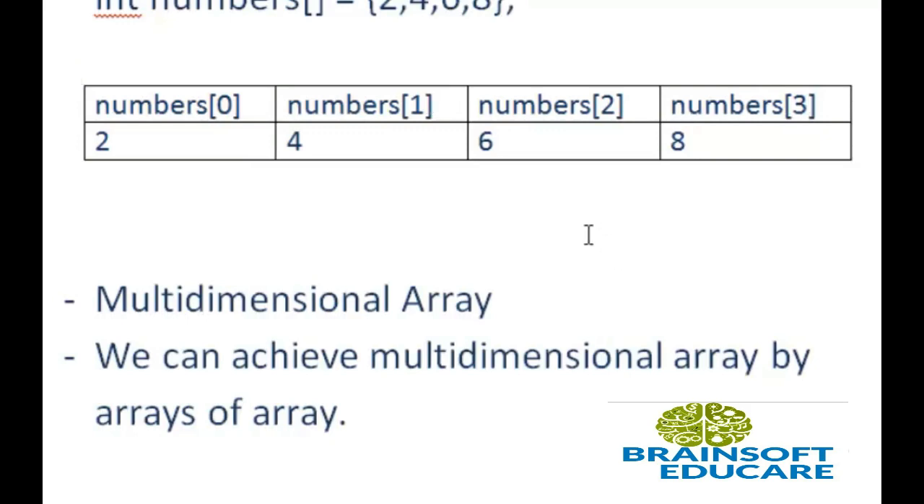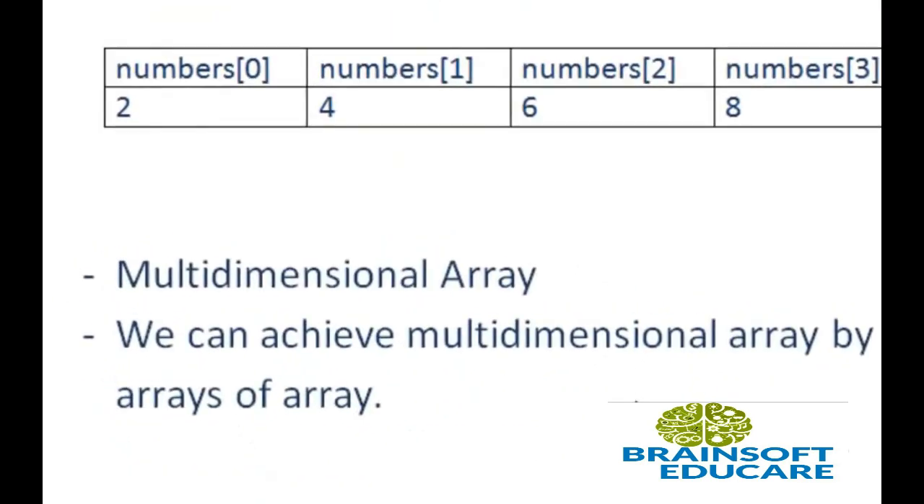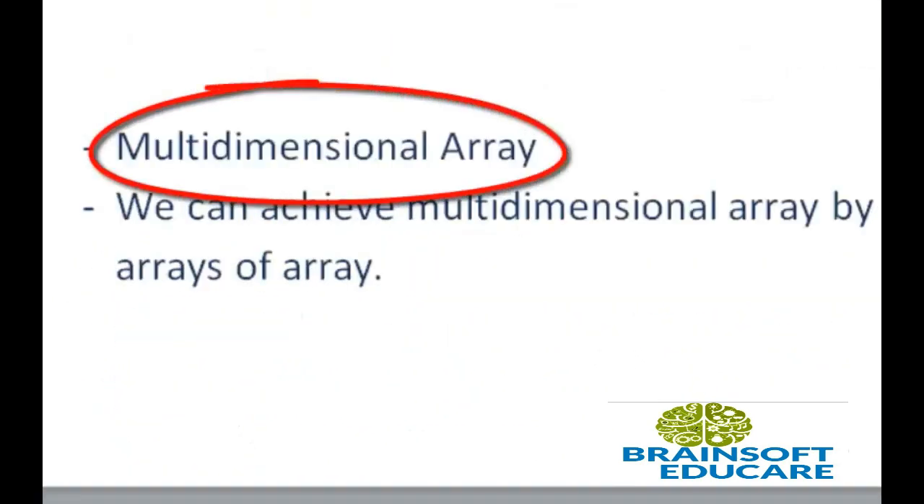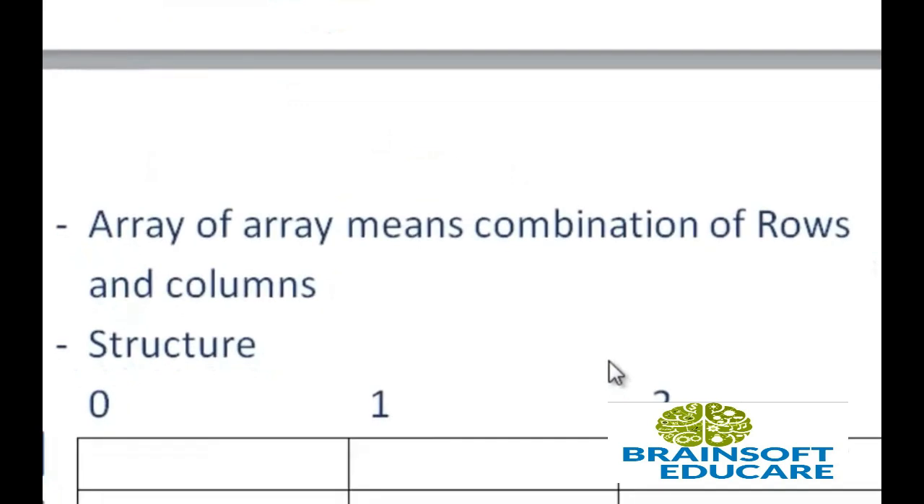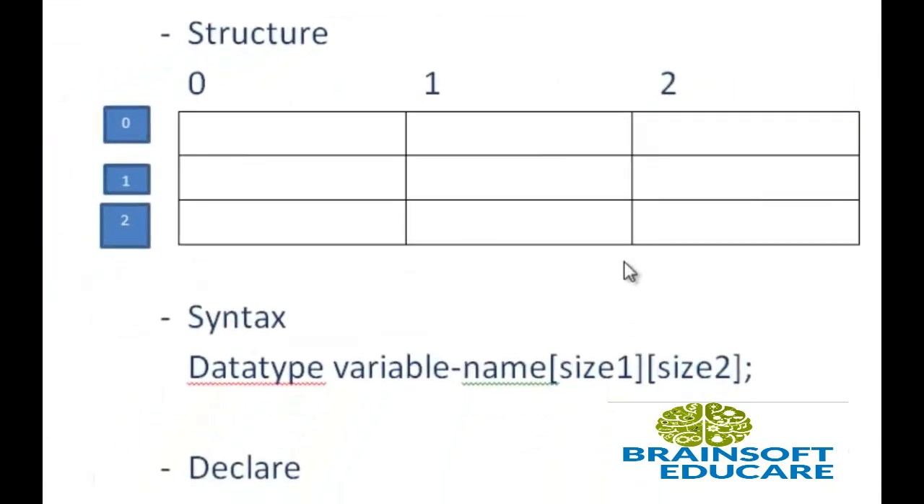Okay, so now let's go through the multi-dimensional array. We can achieve a multi-dimensional array by arrays of array. Arrays of array means a combination of rows and columns. This is the structure of a multi-dimensional array. Here rows are represented horizontally as 0, 1, 2 and columns are represented vertically as 1, 2, 3.